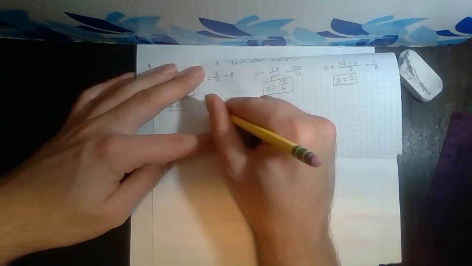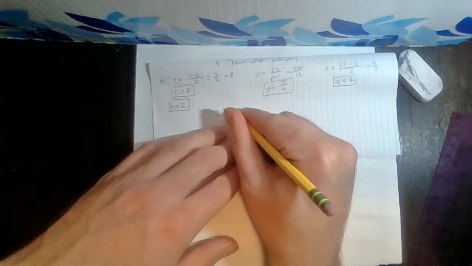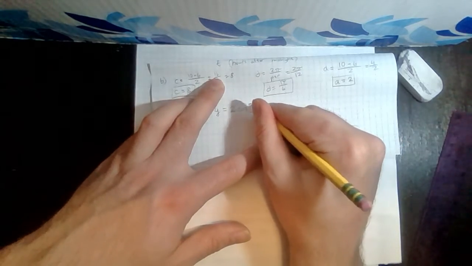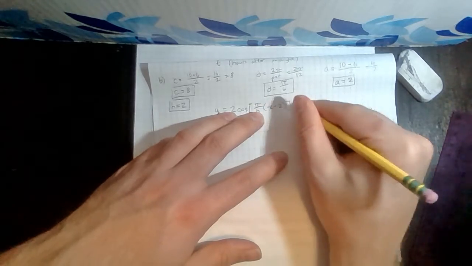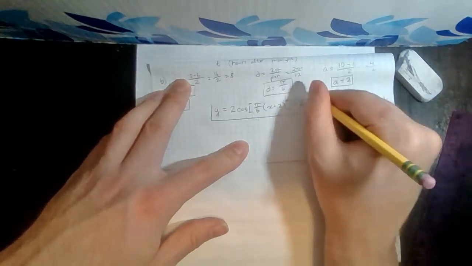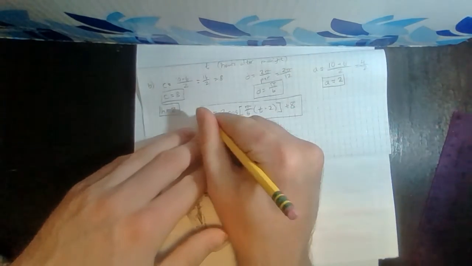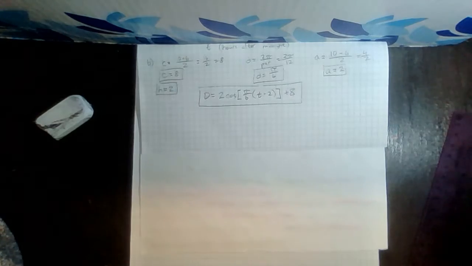We have our amplitude was 2. It's a cosine function. d is pi over 6. x minus h, so x minus 2, plus 8. And because it was a function d of t, instead of x and y, we use t and d. So d equals 2 cos of pi over 6 times t minus 2, plus 8 would be an equation for this function.